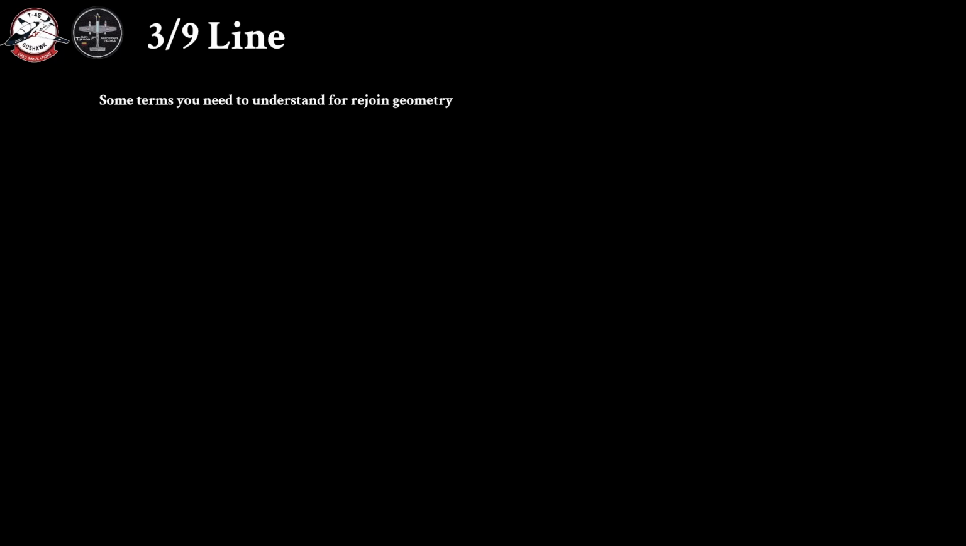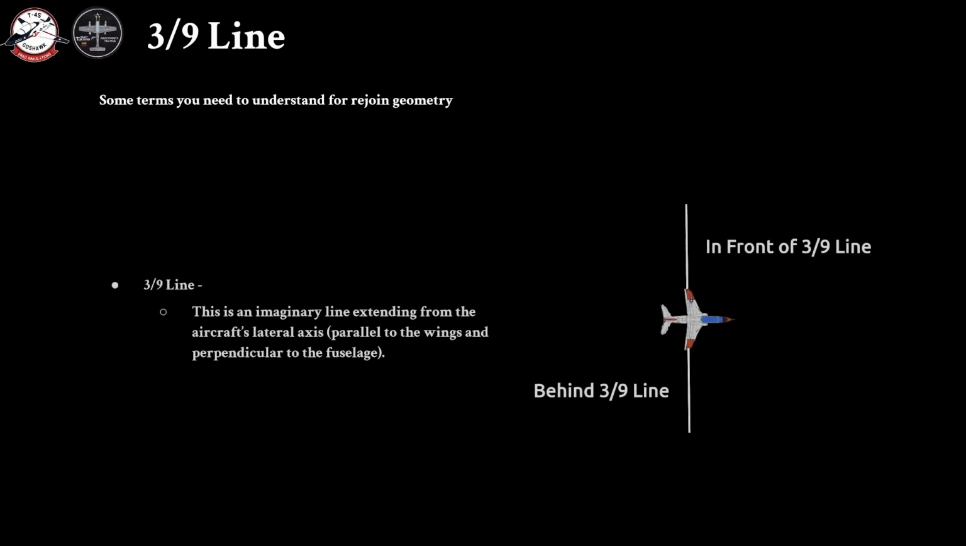Let's go over some basic terms and concepts for formation flying first. First term you're going to hear is 3-9 line. If you were to draw a line through the aircraft from wingtip to wingtip, that's the 3-9 line. So when you hear the term 3-9 line in the context of aviation, this is what we're referring to. Behind the 3-9 line and in front of the 3-9 line.